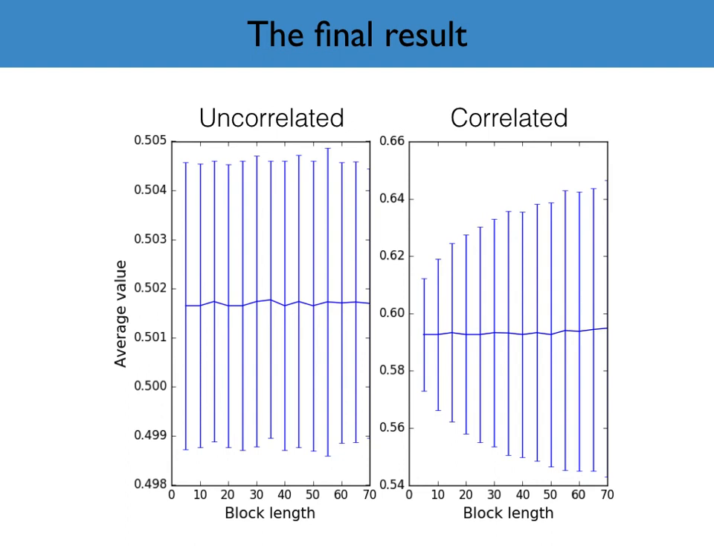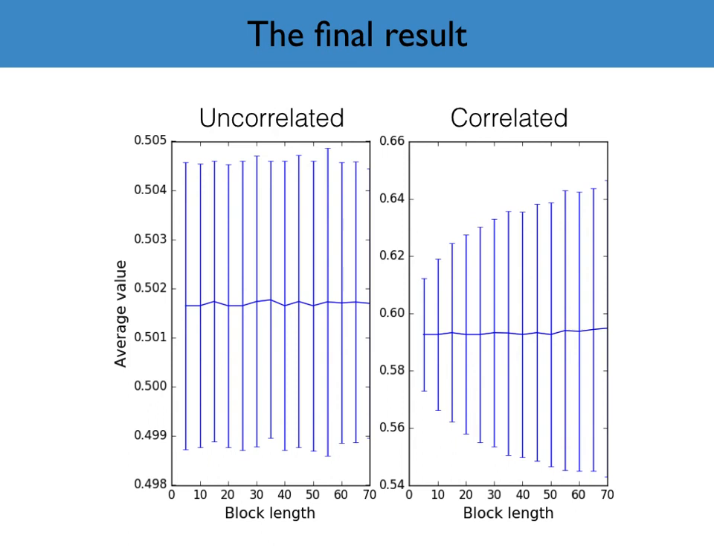The final estimates for our ensemble averages and the associated error bars are shown plotted here with different lengths of block averaging. The graph on the left shows what you see when you go through this process with uncorrelated data that represents samples from a uniform random variable. As you can see, the size of the error bars does not change much with the length of the block averaging. In this case, we thus do not need to do any block averaging in order to get a reasonable estimate for the error associated with our estimate of the ensemble average.